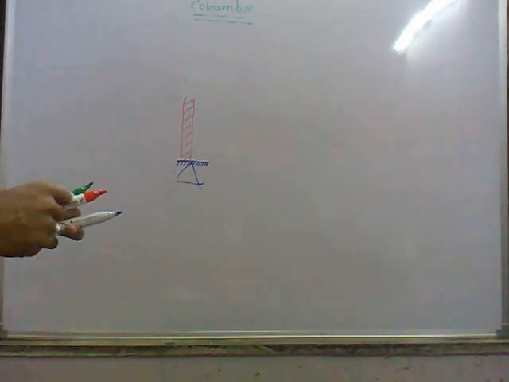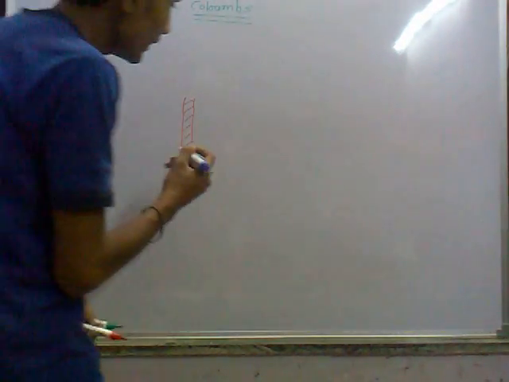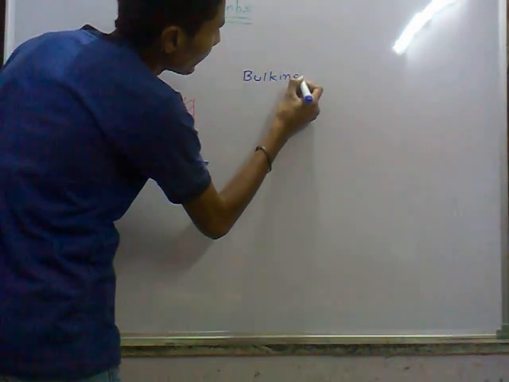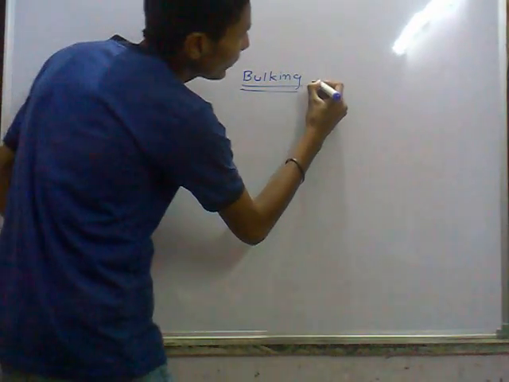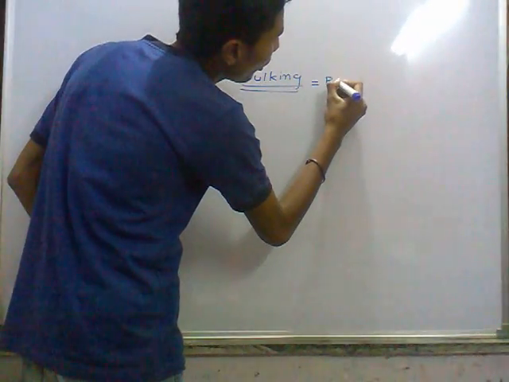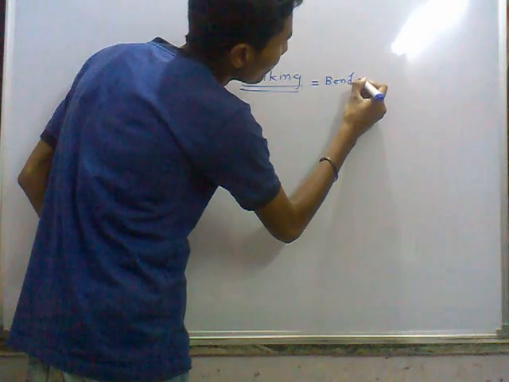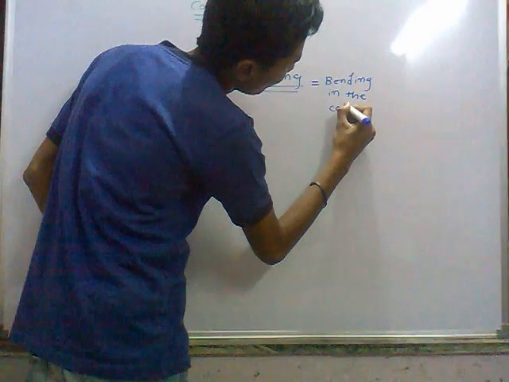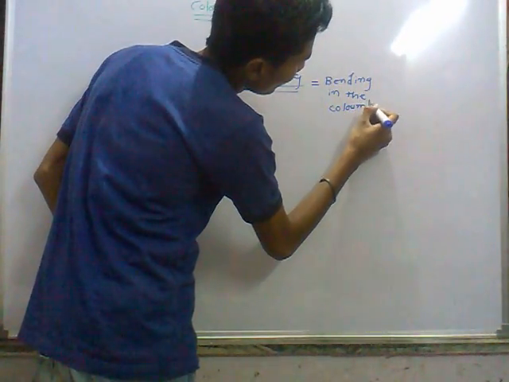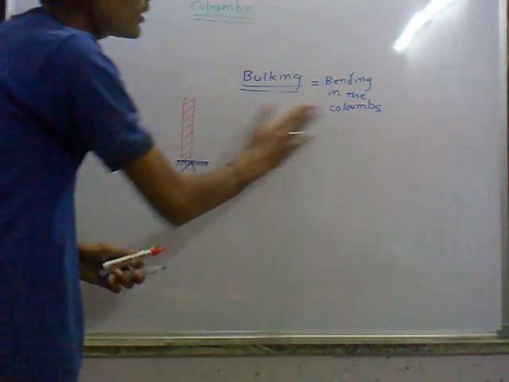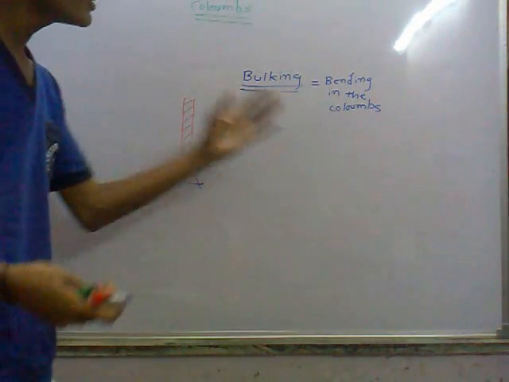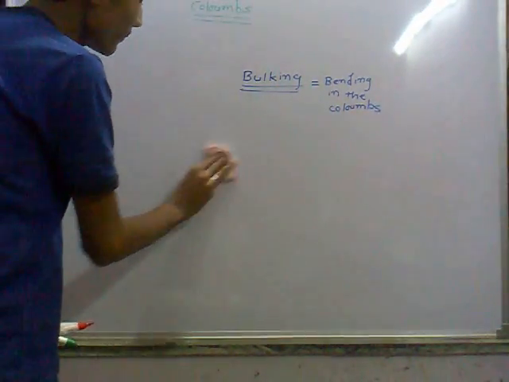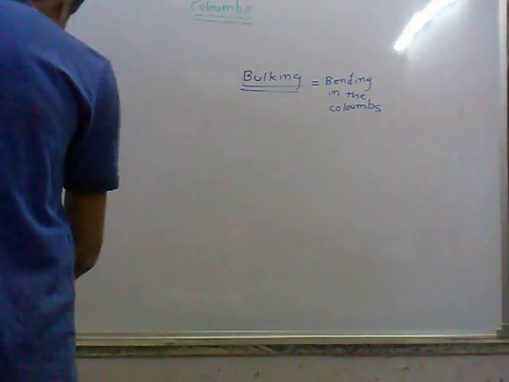Now, how does it happen? Buckling means the bending in the column. And how is the buckling formed? Buckling is formed only because of some conditions applied on the column.